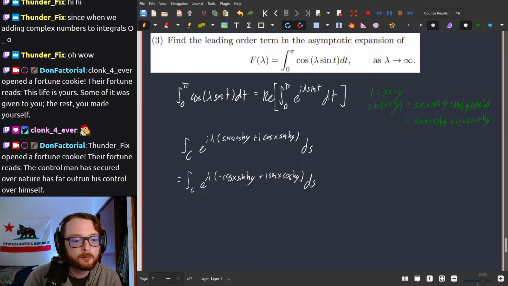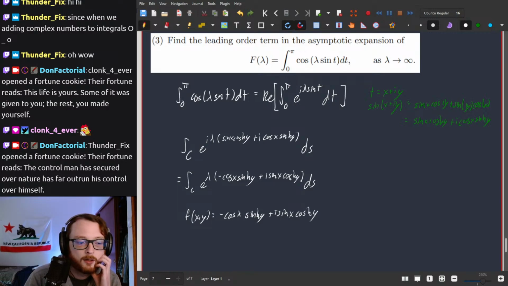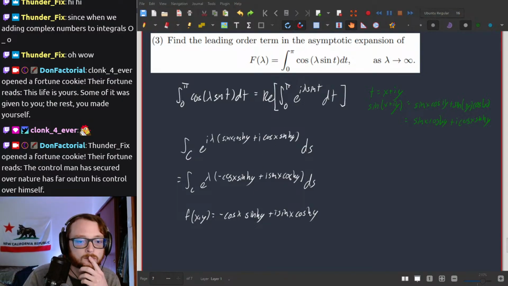basically we're going to have a function cosine x sinh y plus i sine x cosh y. And we want to take level curves of the real part and the imaginary part. I believe.